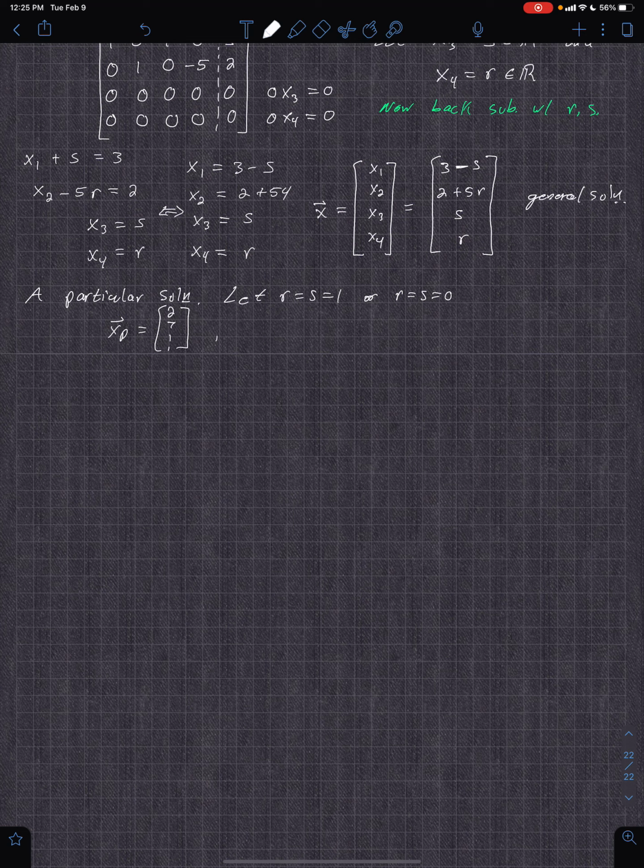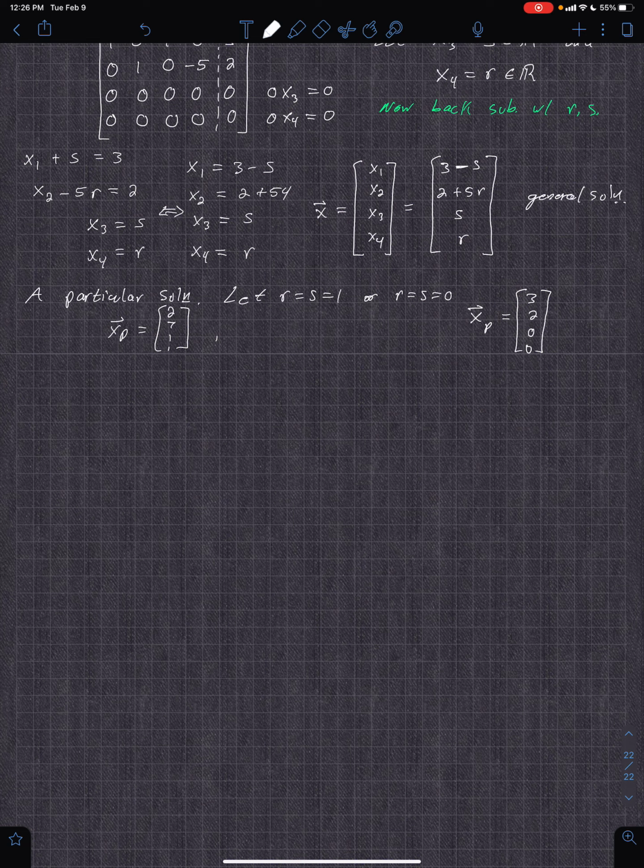And then if it's 0, notice I say x in the subscript particular there. This case over here, you get 3, 2, 0, 0. So that's another particular solution. It's like saying, here's a point or a vector on the line or something.